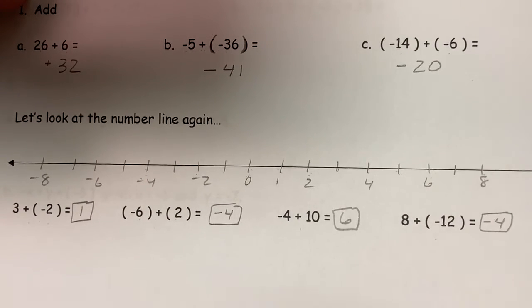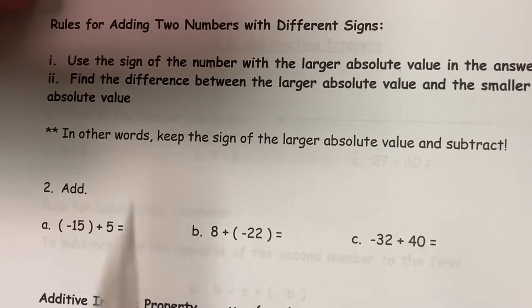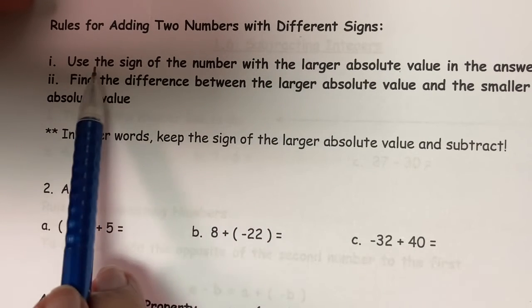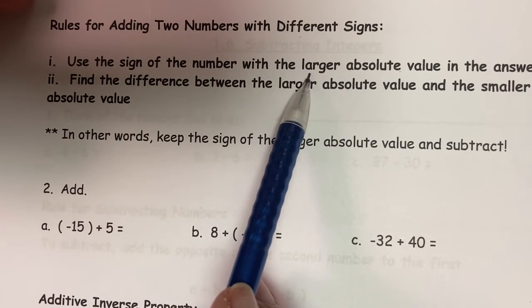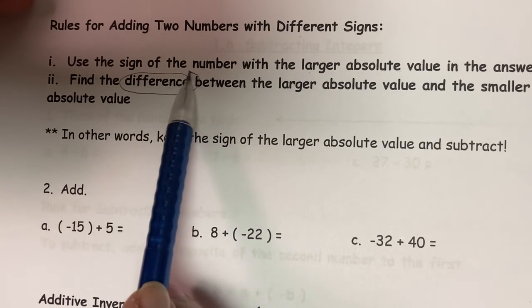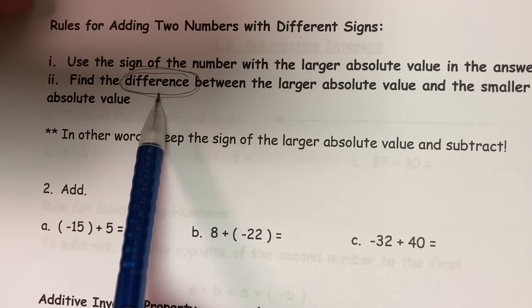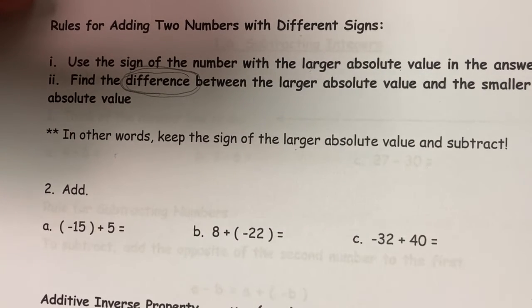What does that mean for the rule? Notice out of a 4 and a 10, I get 6. I can't get that from adding the absolute values, so the rule must tell me to do something else, and here it is. Here's the rule for adding two numbers with different signs, in other words, a positive and a negative. First of all, the sign of your answer will be the sign of the number with the larger absolute value. And then you find the difference between the larger absolute value and the smaller absolute value. In other words, you keep the sign of the larger absolute value and subtract.